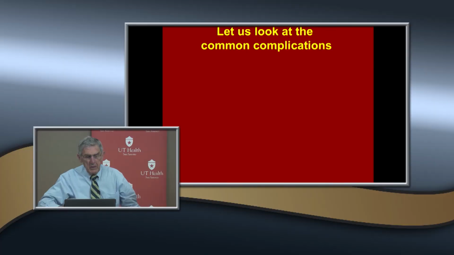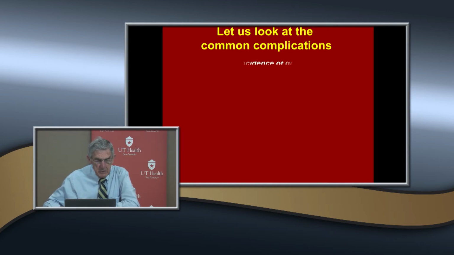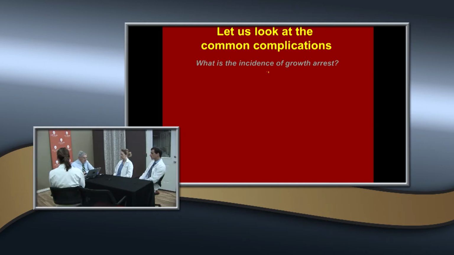Now, you need to tell the parents, and you need to be alert with fractures. Remember, a classification tells you the structure, the treatment, and the possible complications. So, what's the incidence of growth arrest? About 50%. That's exactly right.